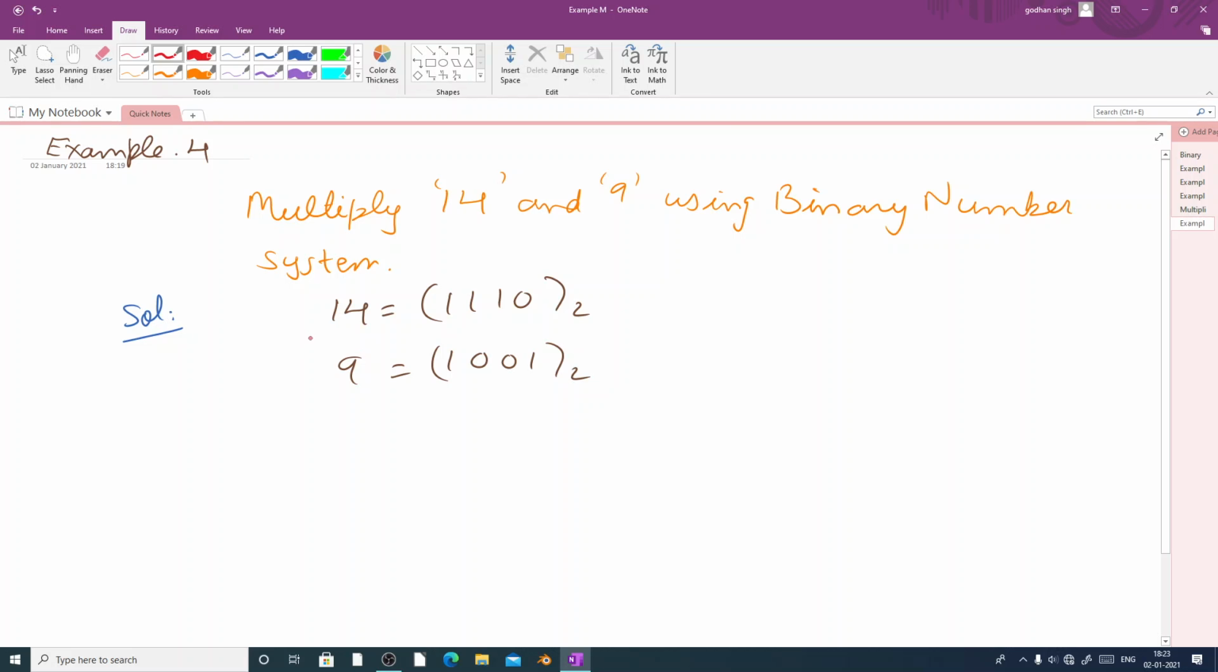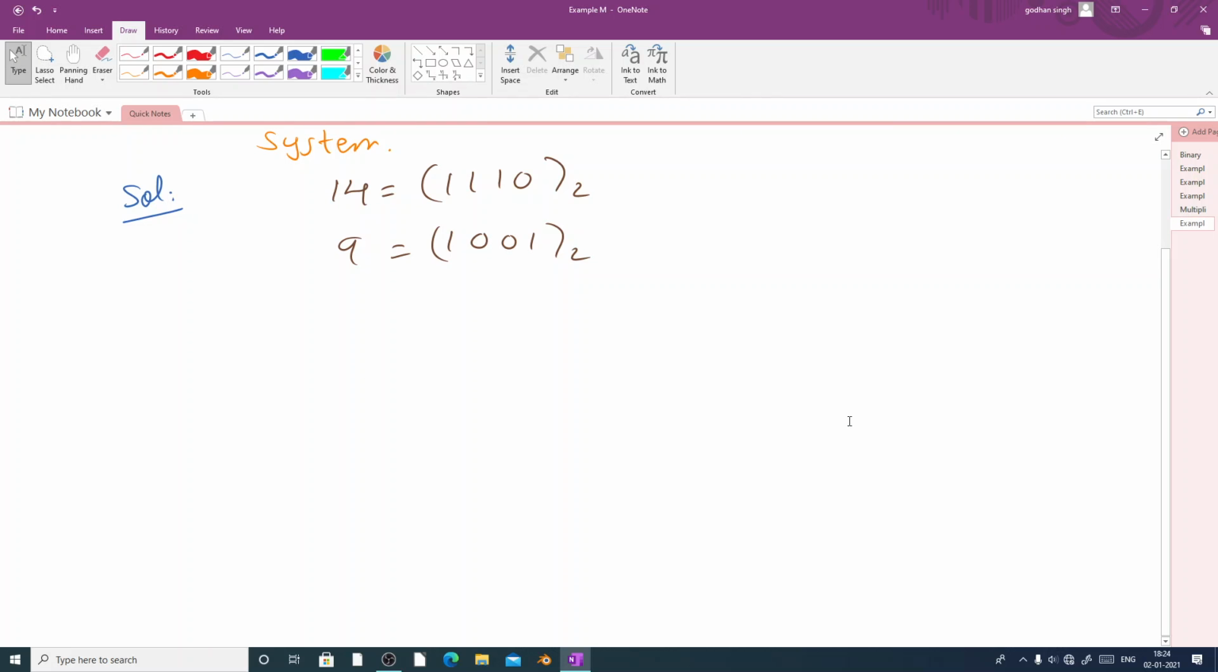So right now 14, using the method of binary number system, will be 1110 and the base is 2, and 9 can be written in binary form as 1001 with base 2. Now we'll learn how to multiply them using the rules of binary number multiplication. So it's very simple, we know the rules. So just we'll be writing here 14 into 9. What is 14? 14 is 1110 multiplied by 9. What is the value of 9? 1001. Now we'll do the multiplication.